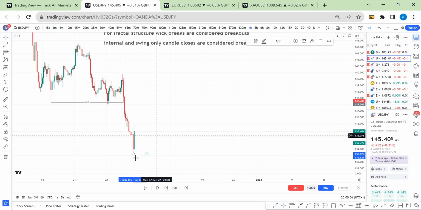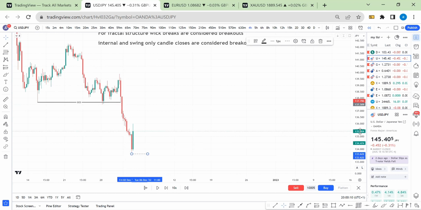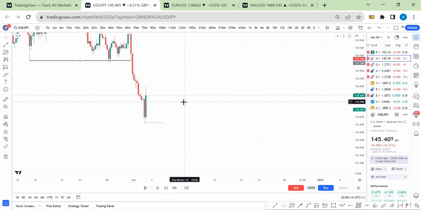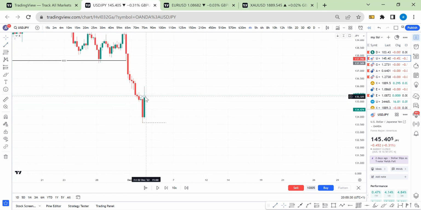Now if you have this place as our fractal low, what will be our fractal high? Our fractal high will be the previous candle that failed to break the previous candle low. And if you look at this current candle, it failed to break the previous candle low. So that's our fractal high. Okay. So we have our fractal high. That means that's our change of character.